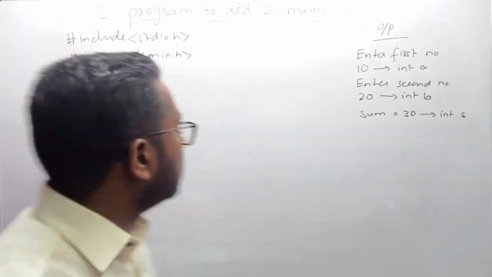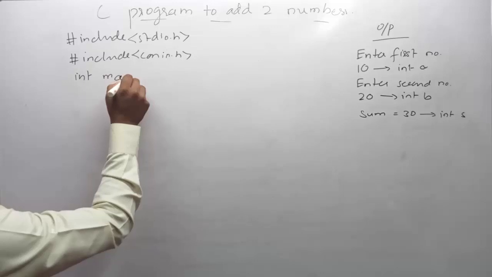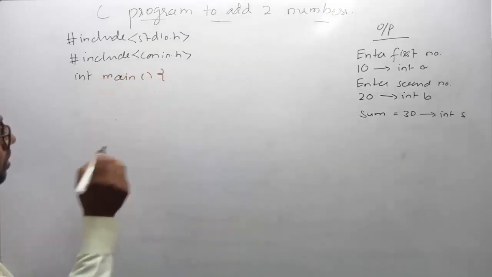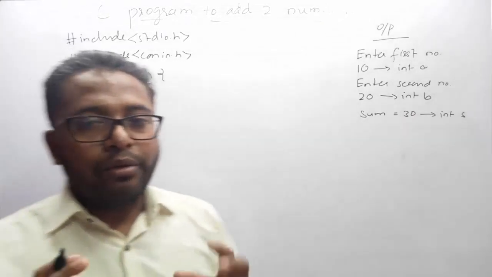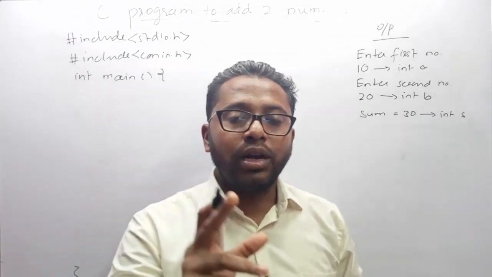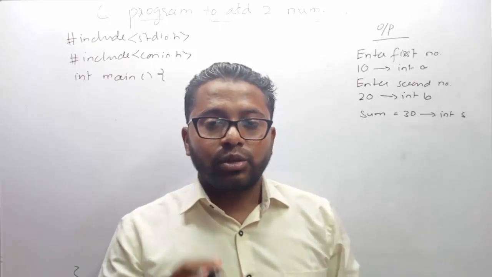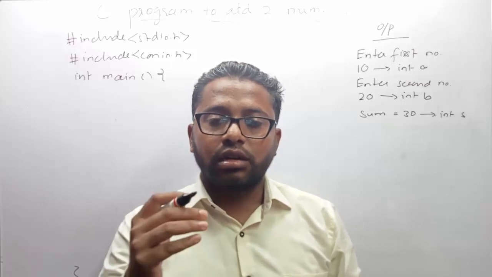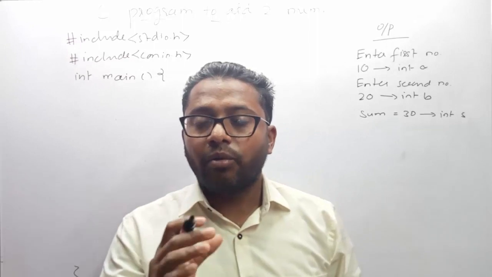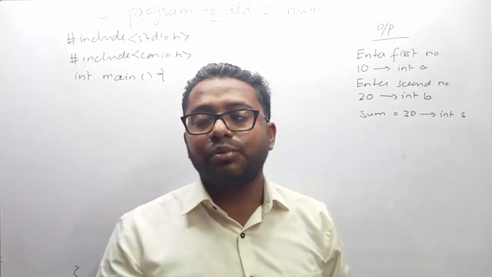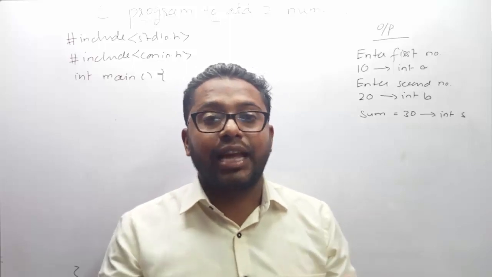Now we will move on to the next function, which is int main. Open curly braces and then close curly braces. Every C program should have one main function, and that is the starting point of the program. Whenever the compiler compiles the program, it keeps looking for the section from where it can start the execution of the C program, and main is that section.